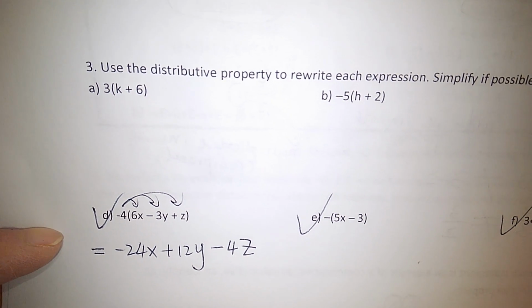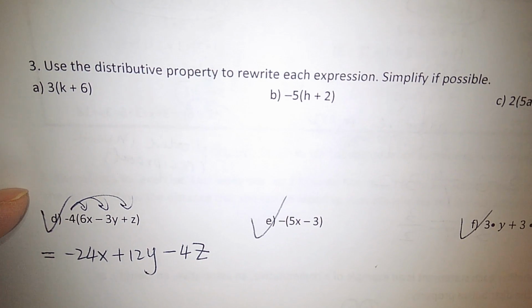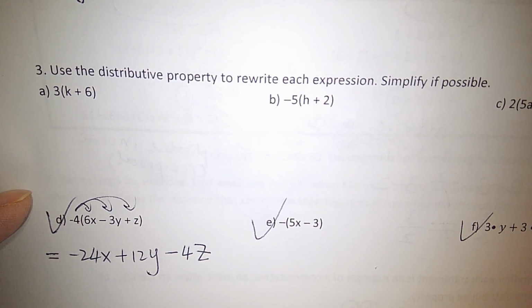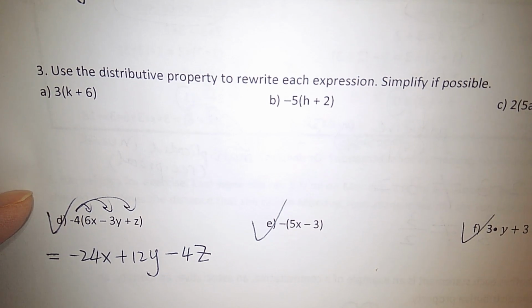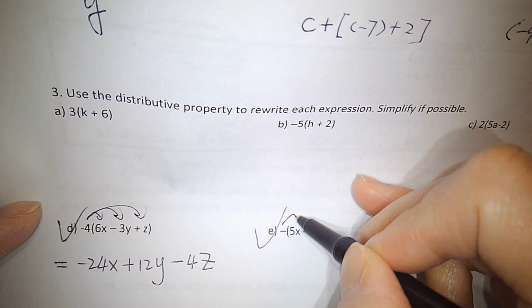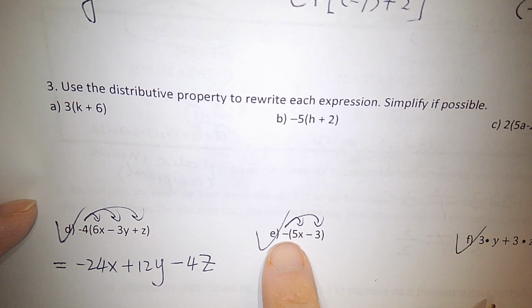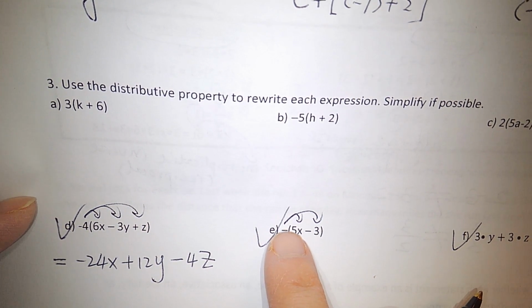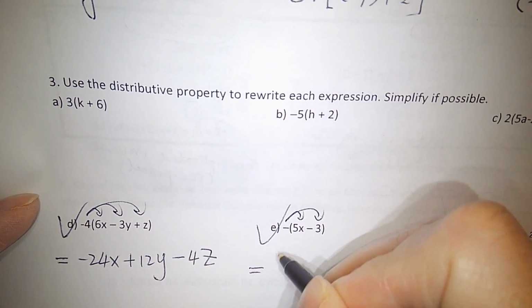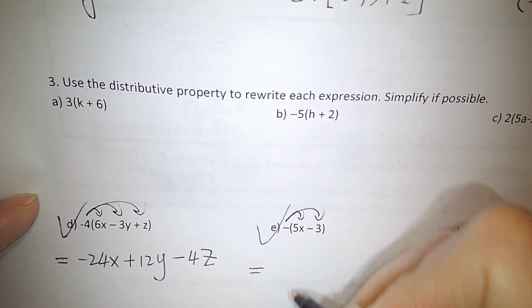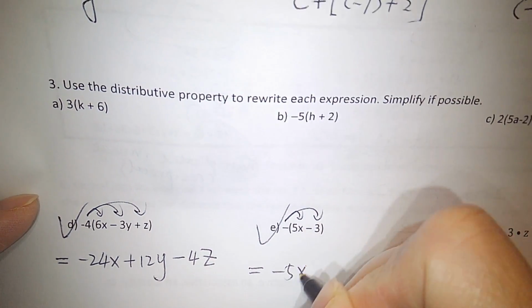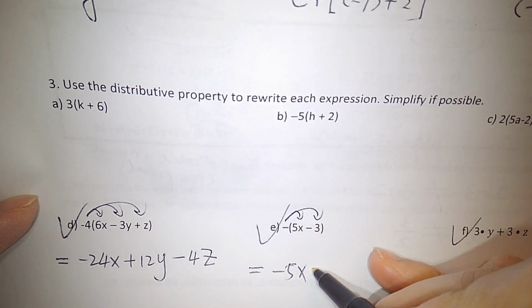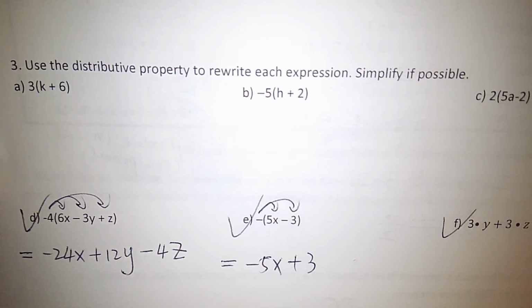Alright, number E. What is negative of parentheses 5x minus 3? How can we use distributive property? Yeah, the negative sign, we can consider it as -1, right? So -1 times positive 5x gives us what? Yes. -1 times -3 gives us what? Positive 3. Yay! You got it.